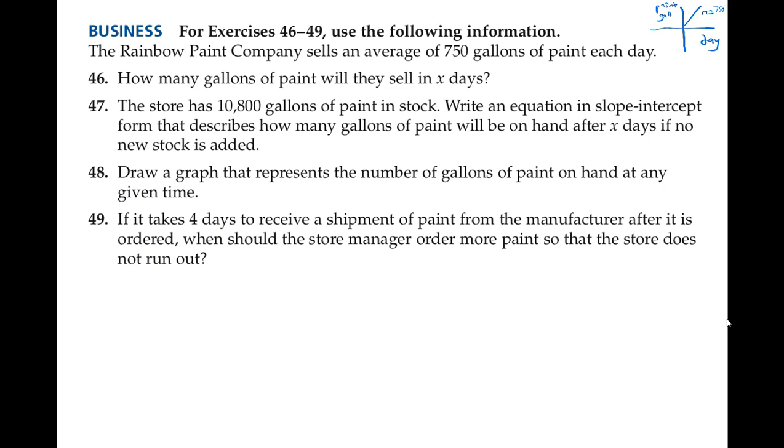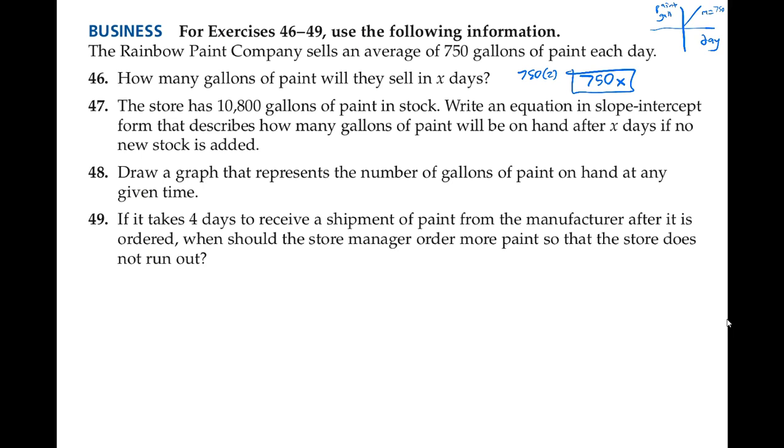Well, each day, so after one, you literally go 750 sold. In 2 days, that's 2 times 750. So in general, 750 times x number of days. Okay, that's good. And then the store has that many gallons of paint in stock. Write an equation in slope-intercept form that describes how many gallons of paint will be on hand after x days if no new stock is added.